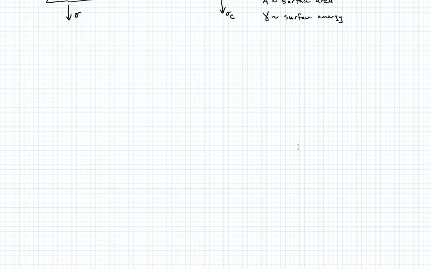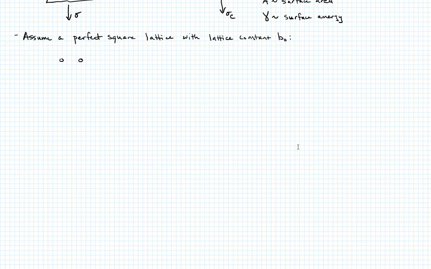So we're going to begin by using our knowledge of other material properties to try to get at sigma c. To do that, we're going to assume a perfect square lattice with some lattice constant b naught. Let me draw a square lattice here. There's an atom here. I'll just draw a few so you can get the idea. Okay, and it goes on and so forth. This distance here is going to be b naught, and so is the horizontal distance. I'll just remind you that b naught is what we would call the equilibrium lattice spacing.